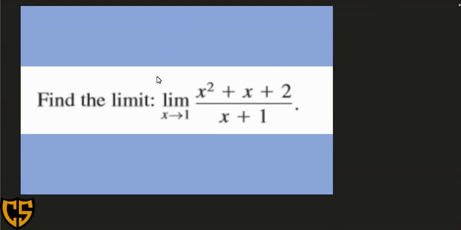Okay, so for example, we are given this. Find the limit of x squared plus x plus 2 over x plus 1 as x approaches 1. So if we inspect it, we won't get a zero denominator if we substitute directly. So we can just substitute directly.